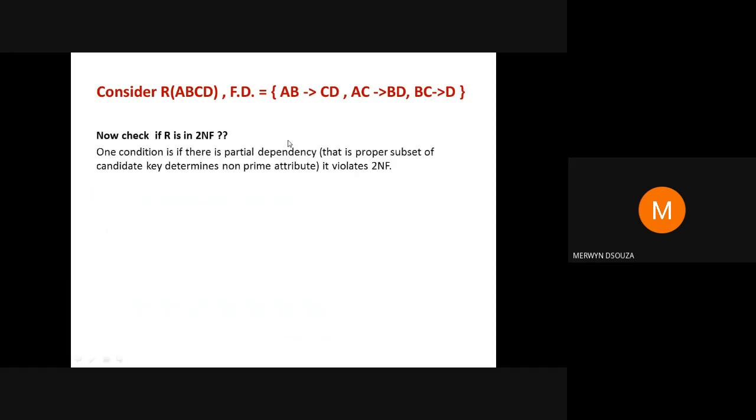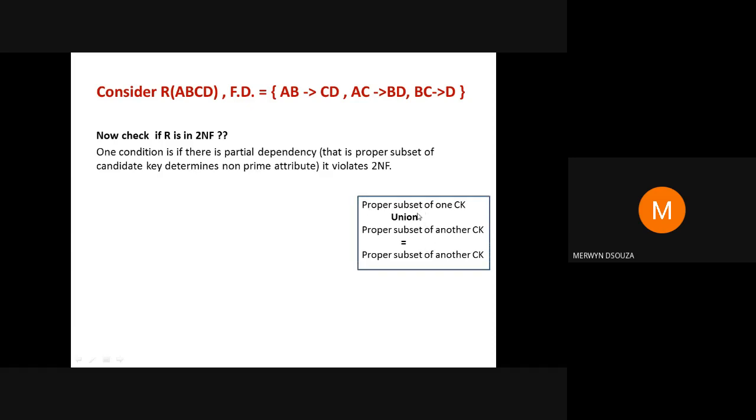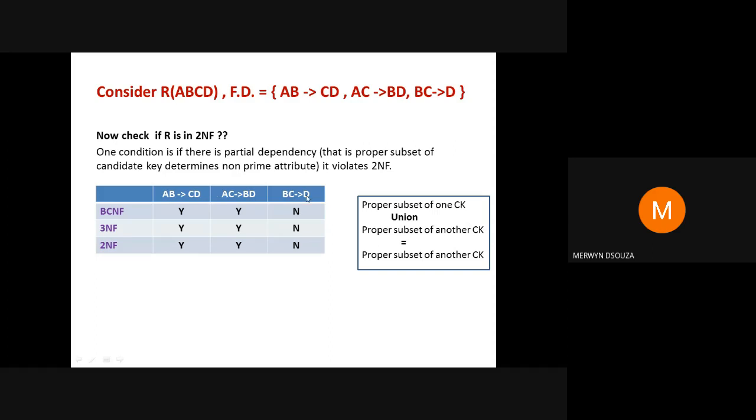Now it will be in second normal form if there is no partial dependency. If there is partial dependency, then it violates the second normal form. When you're doing that, you need to remember one important new rule that you are coming across for the first time. The proper subset of one candidate key union the proper subset of another candidate key is not a proper subset of the candidate key. Just remember this rule because we are going to apply it here. So write down these functional dependencies.